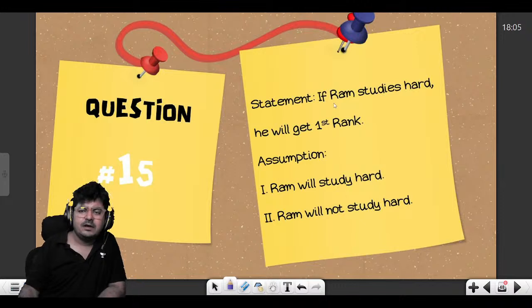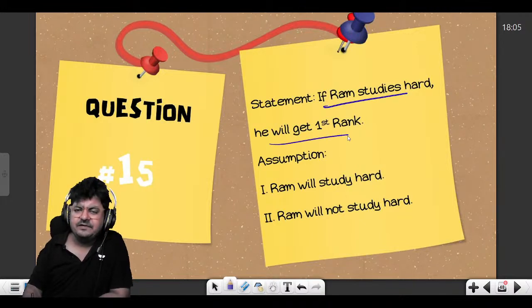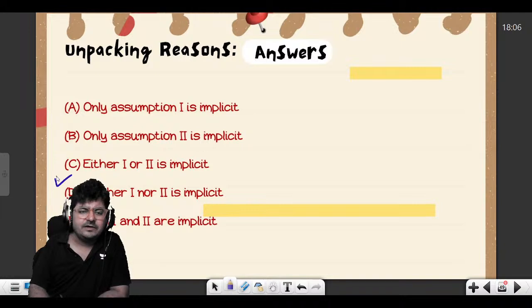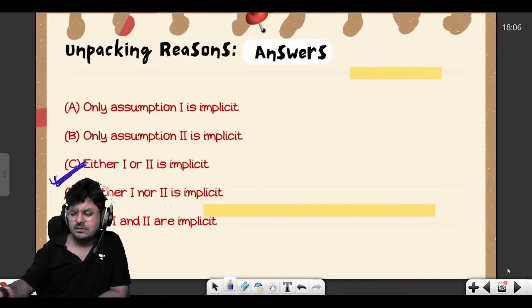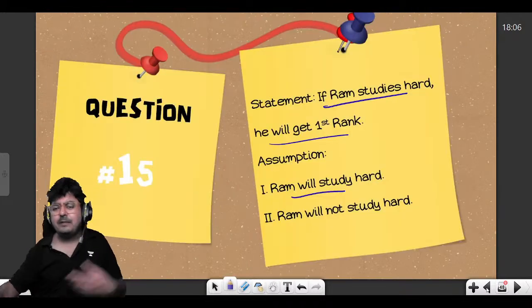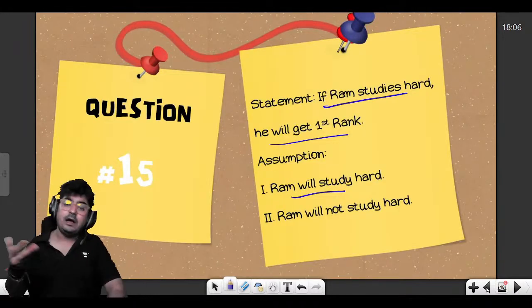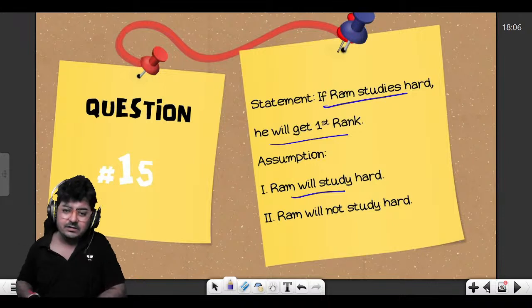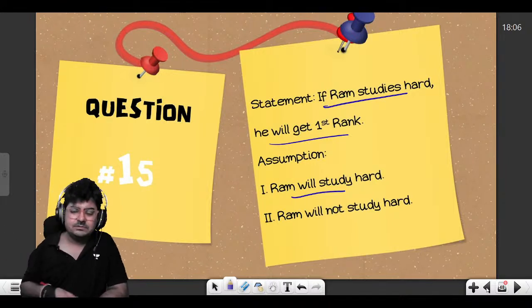Next, if Ram studies hard, he will get first rank. Assumption one: Ram will study hard. Two: Ram will not study hard. So here, either one or two, you will see. क्योंकि वो हो सकता है राम पढ़ाई करे और हो सकता है ना करे. जैसे आप लोग हो, कभी करते हो कभी नहीं करते, तो सेम राम है.